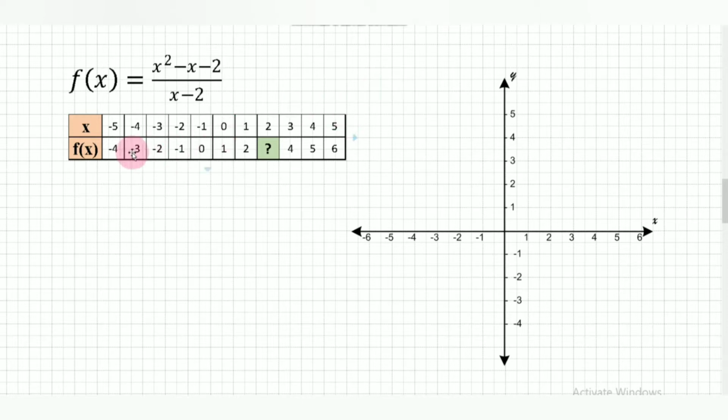Let me put all of the pairs that we have found so far: -5, -4; -4, -3; and so on. Let me put them into this Cartesian plane. These are the pairs that I have already calculated, though there are some pairs missing. But you can get the idea that these dots form a particular shape. It looks like a straight line.